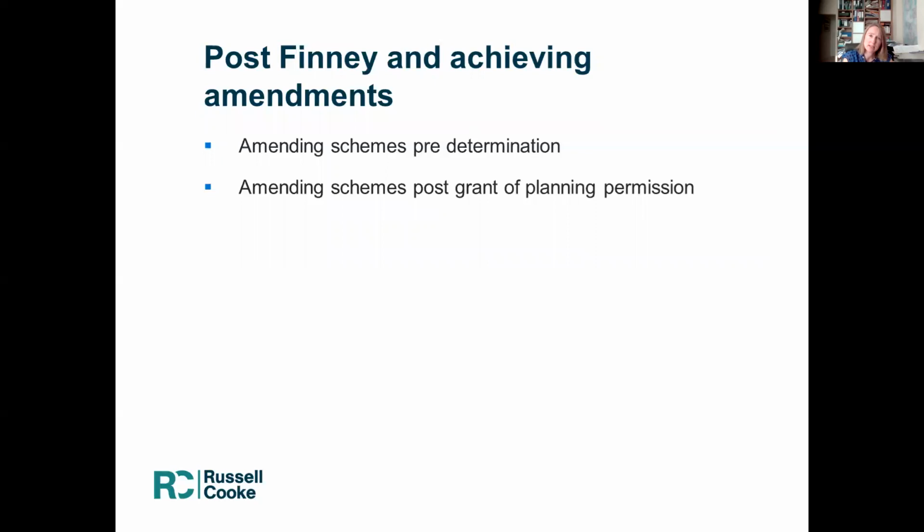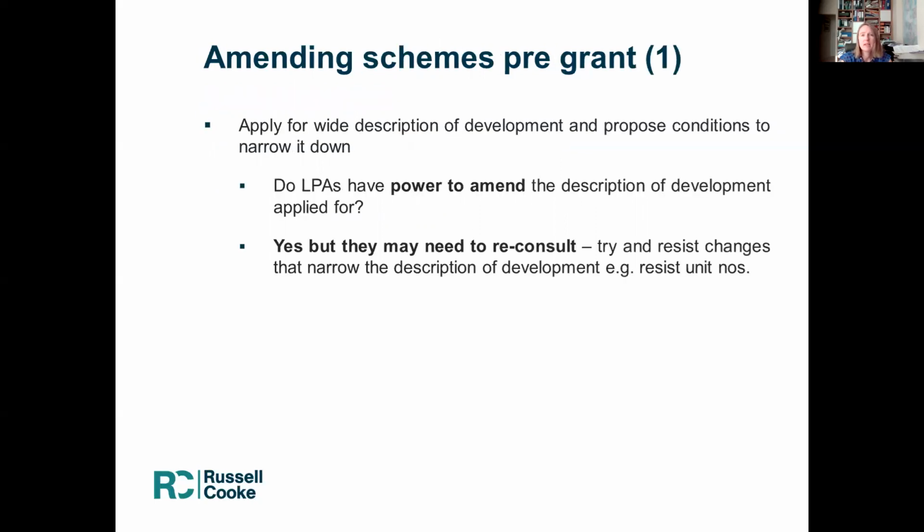So just thinking, post this case, about the two different times at which one can try to change a permission. One is obviously pre-determination of the application, and then secondly, if you want to make changes after that permission has been granted. Before your scheme gets granted, the most important thing now is to try to achieve as wide a description as possible, and perhaps propose conditions to narrow it down. In our experience, authorities are dealing with this in a varied manner. Some authorities are pushing back, but often, if we engage with them and explain that they still have the ability to control what is in there through conditions, they are accepting that.